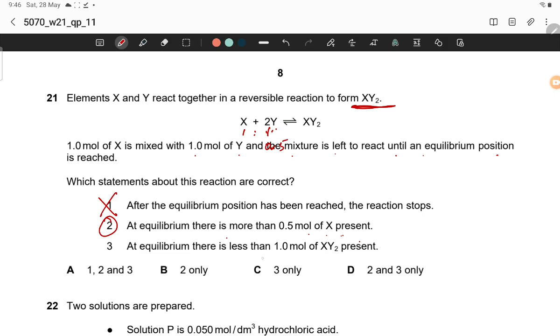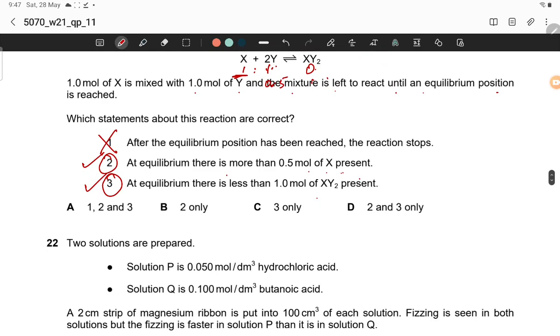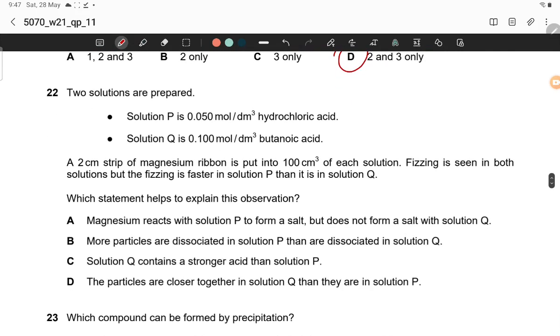And at equilibrium there is less than 1 mole of XY2. This is correct because at equilibrium it is not fully produced, so there must be less than 1 mole. So statement 3 is also correct. 2 and 3 are correct. So option is D.